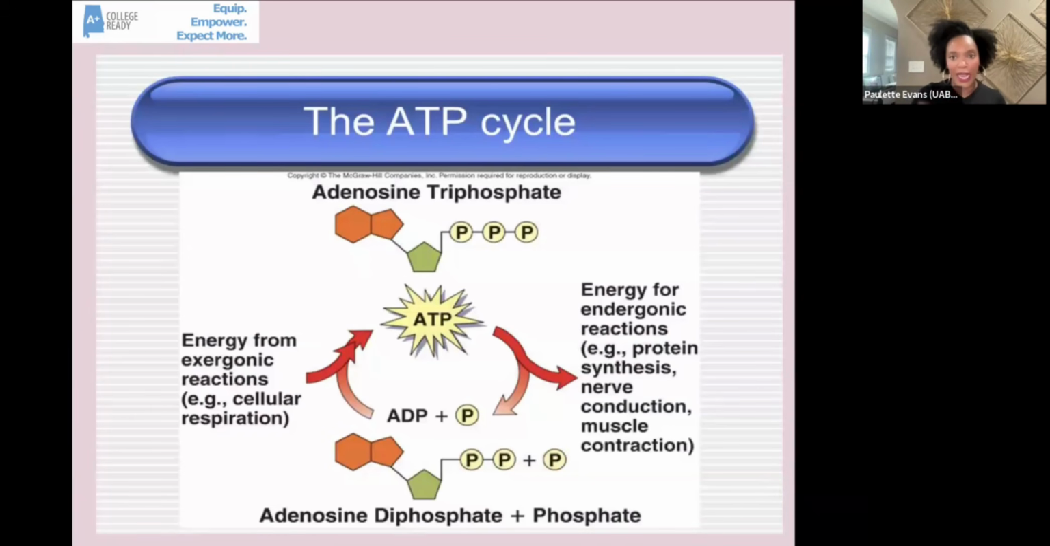All right. So here's the ATP cycle, and this is energy coupling, or excuse me, ATP coupling. Call it energy coupling or ATP coupling. All right. So let's start with adenosine triphosphate. There's your adenine, your ribose, your three phosphate groups. That is ATP. All right. So it says energy for endergonic reactions.